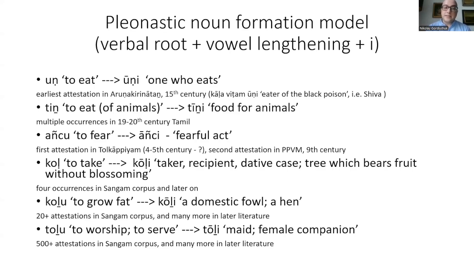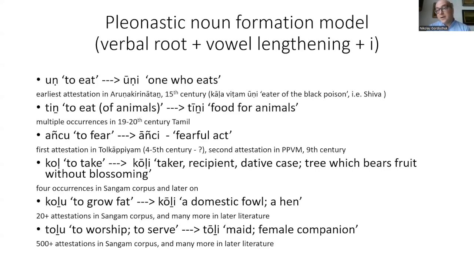One more interesting word is koli, from the verb to take, meaning call, take a recipient. As a grammatical term, this can also be the dative case, the case for the indirect object. And one more interesting meaning, according to the Tamil Lexicon, is a tree which bears fruit without blossoming. I will discuss this in more detail because this word appears very early and it has 4 occurrences in the Sangam corpus and then some more occurrences later on.